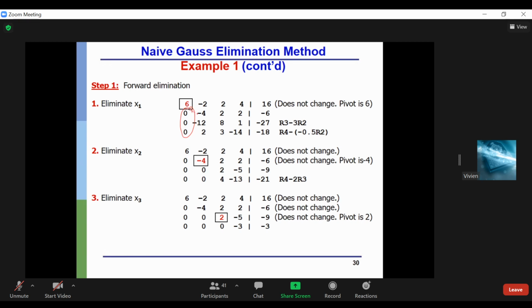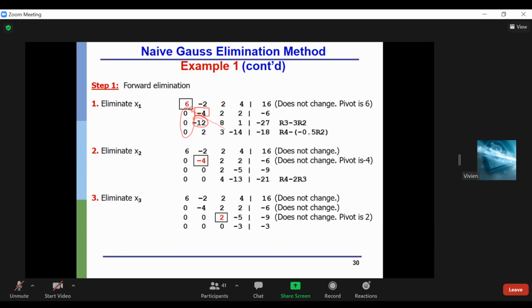Now, because we want to form the upper triangle, that means we have to make 0 for the second column here. Okay, so how to perform that one? Now we choose this one as a pivot. Yeah, so for the second column, we take the second row element here as a pivot.